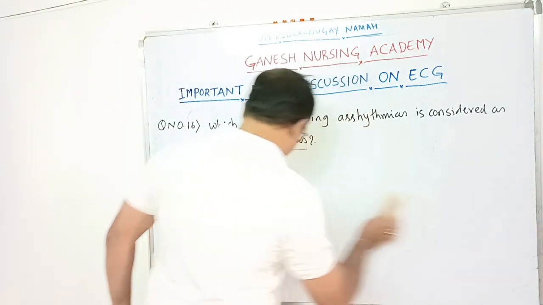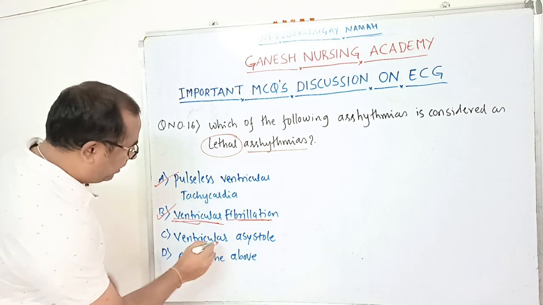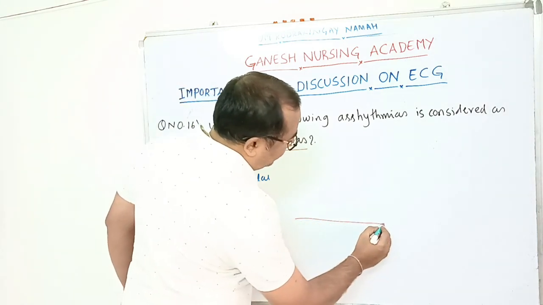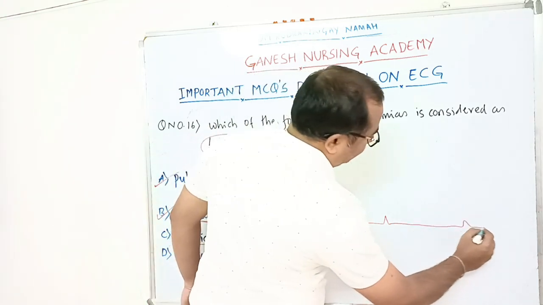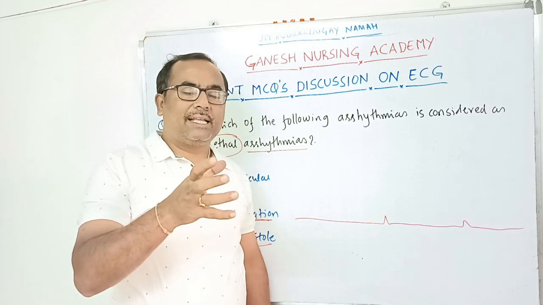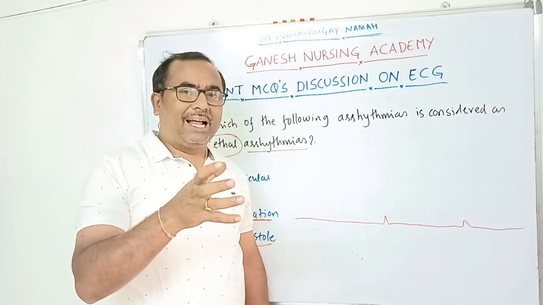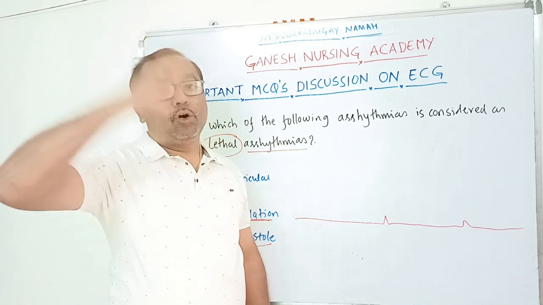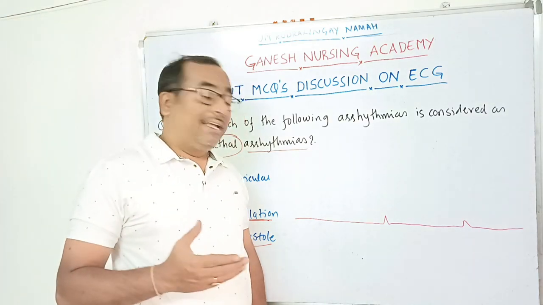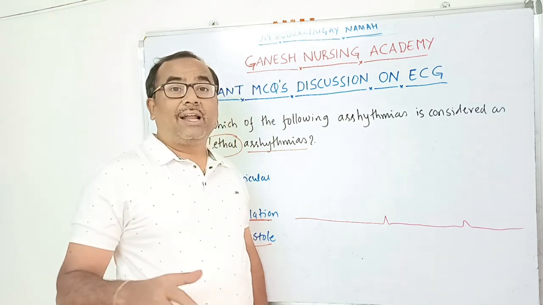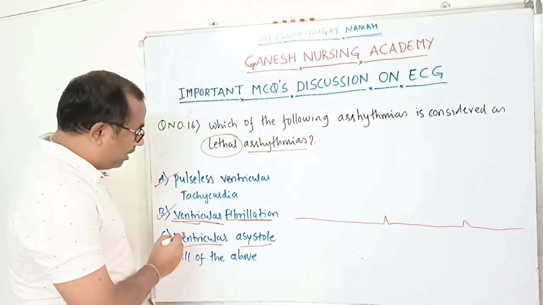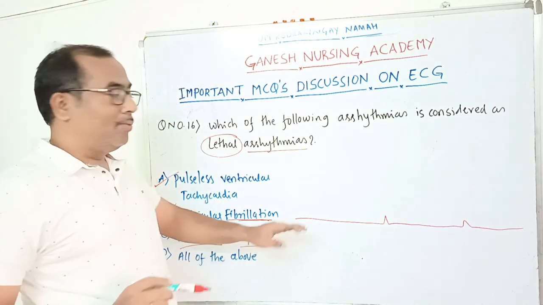Okay, next one is ventricular asystole. See, ventricular asystole is like a flat line only. Almost, the heart has stopped pumping blood, completely. So there is no ejection of blood from the left ventricle of the heart. Here it is like a condition of cardiac arrest, where there is no electrical activity in the heart. So this is also considered as one of the lethal arrhythmias. But what is the difference here?